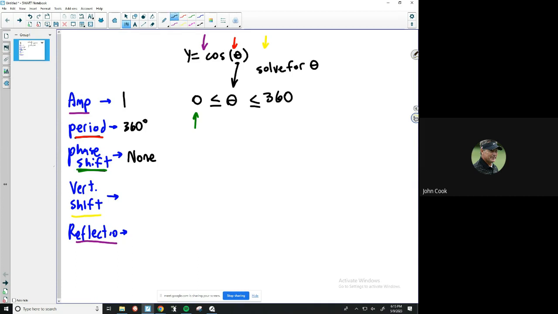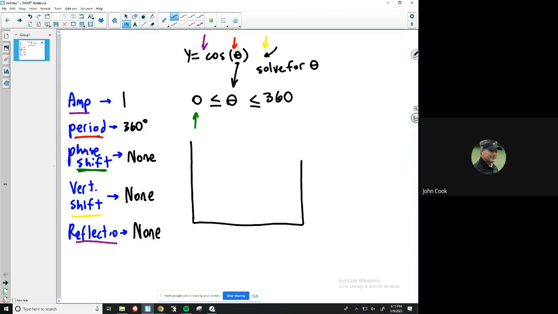So keep going. Vertical shift, there is no number over here that's adding or subtracting. So there's no vertical shift. And then a reflection. Well, the secret is if the amplitude has a negative in front of it, it'll be a reflection, but there isn't a negative on the amplitude. It's just a positive one. So there's none for that one. So this is a really boring problem.